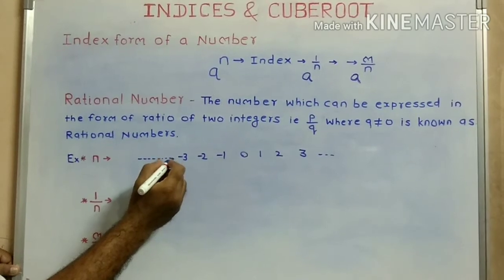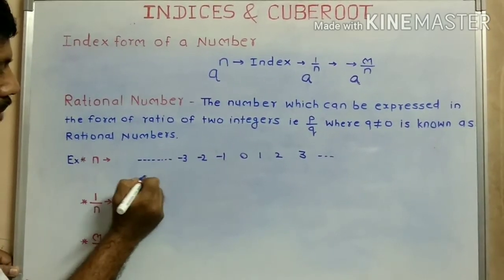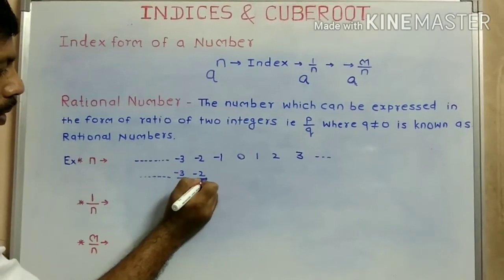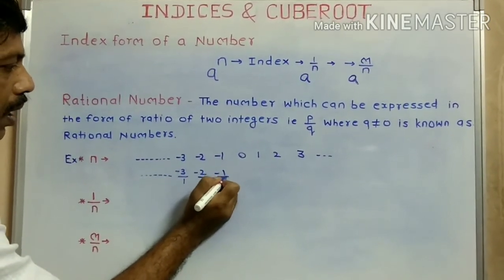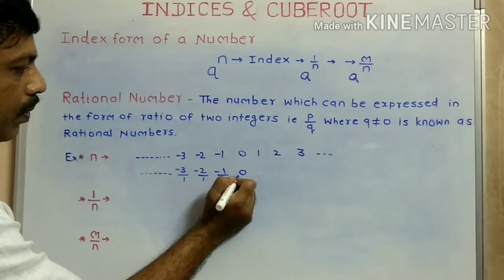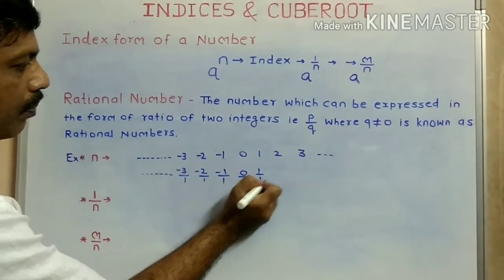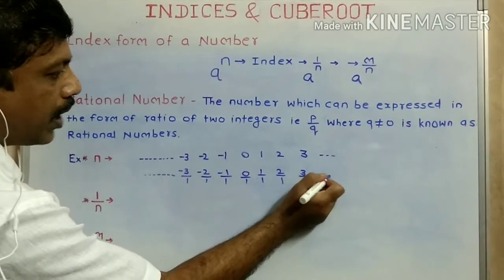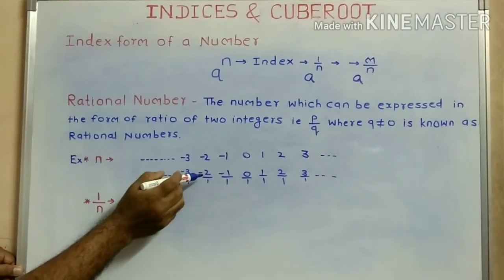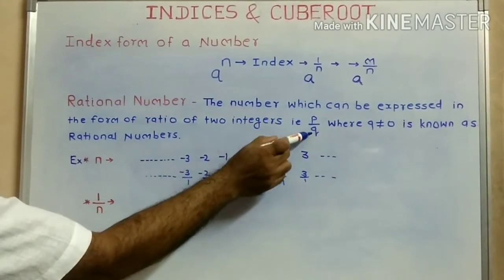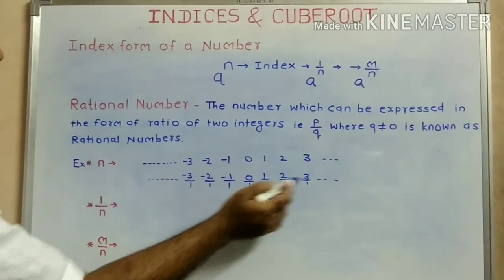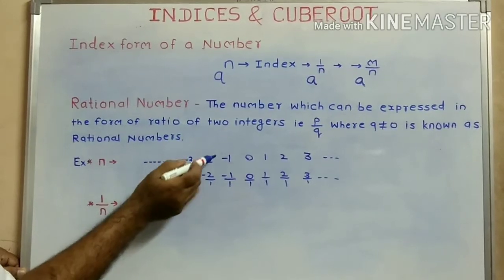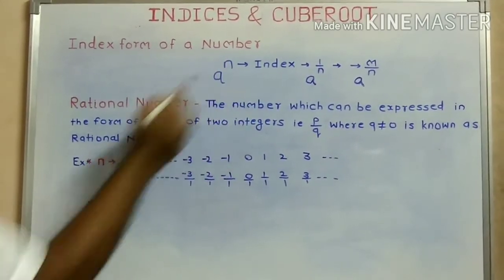Why are these all rational numbers? Because I can write these numbers as minus 3 upon 1, minus 2 upon 1, minus 1 upon 1, then 0 upon 1, 1 upon 1, 2 upon 1, 3 upon 1. It means that all these numbers can be expressed in the form of p upon q, and q is not equal to 0. Therefore, all these are rational numbers. You can utilize all these numbers as the index n.